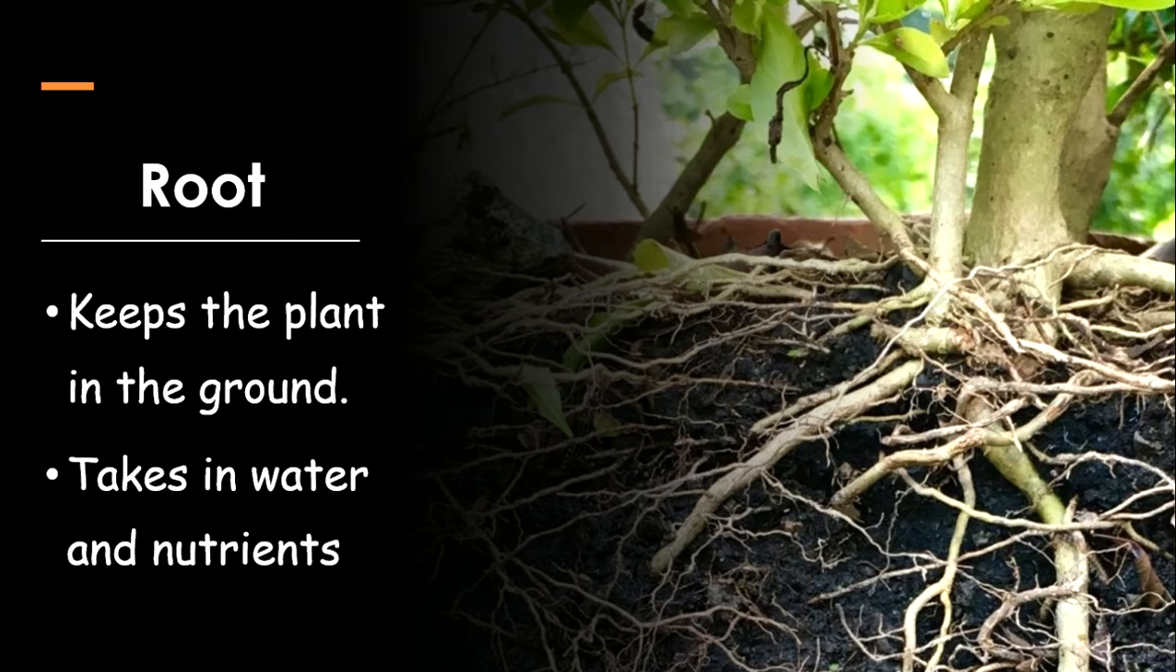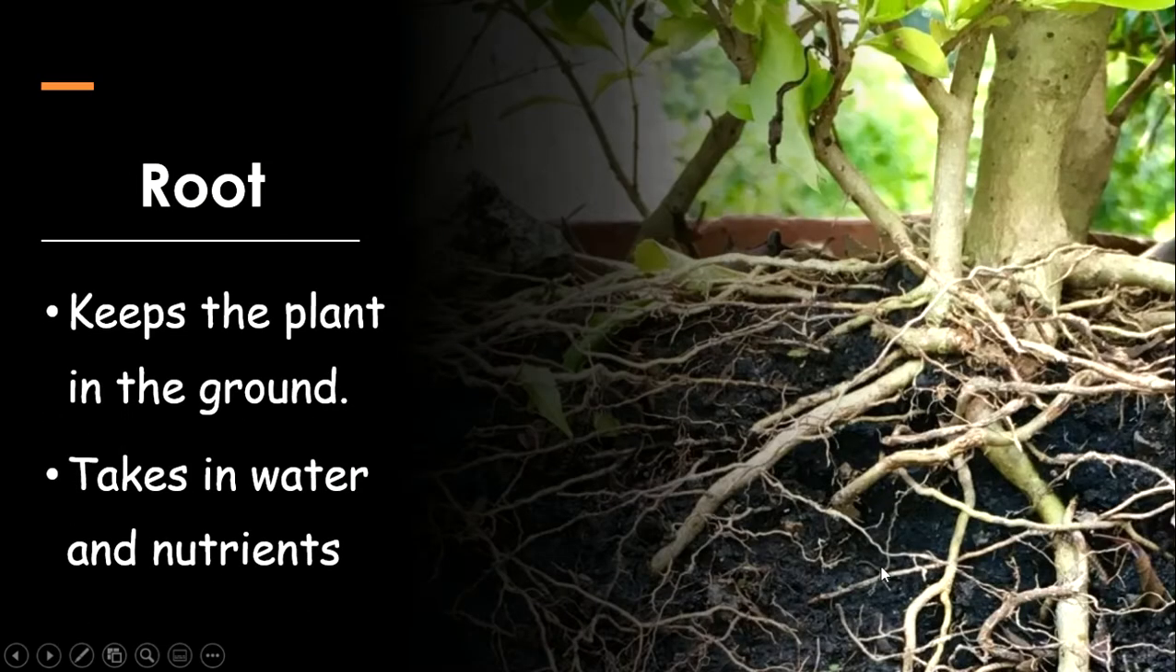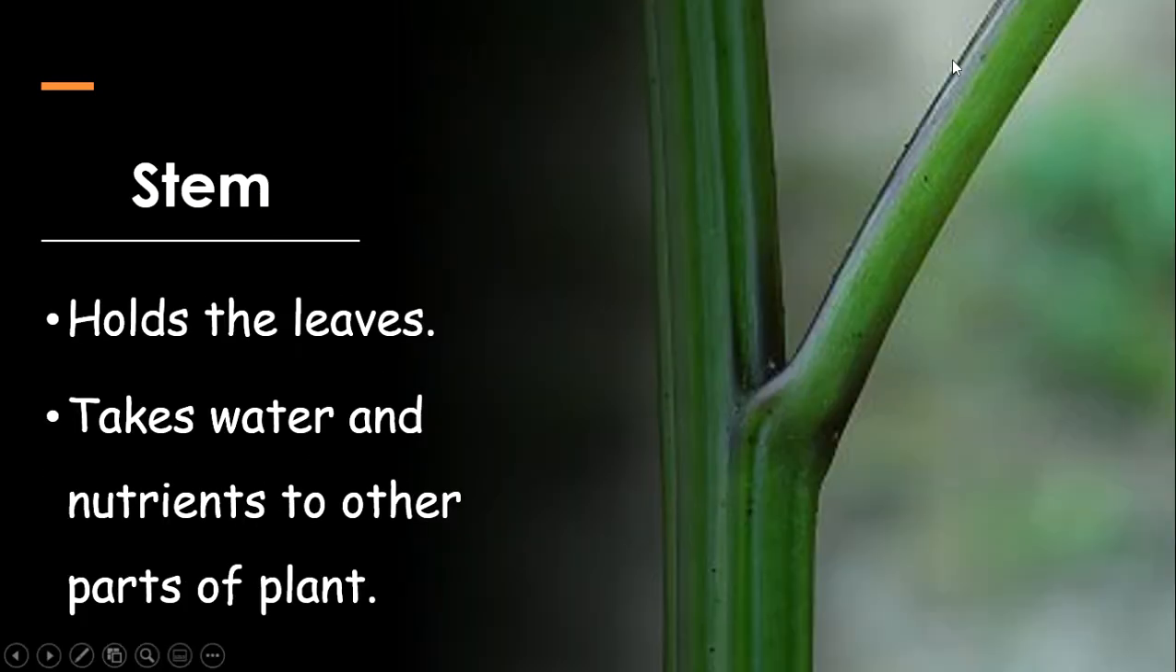But in order to take the nutrients and water up inside of the plant, we need another helper, the other part of the plant, the stem. Now the stem is actually the part that takes the water and the nutrients to the other parts of the plant. So here you have the roots stay in the ground, they take up the nutrients, they just try to suck them up, and then the stem here finishes the job and carries the nutrients all the way up and throughout the rest of the plant.